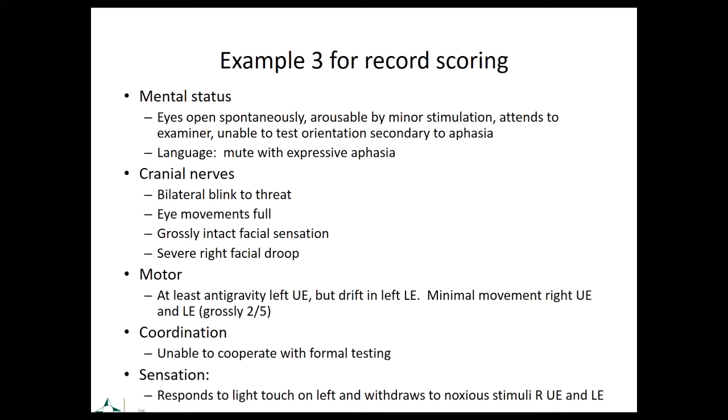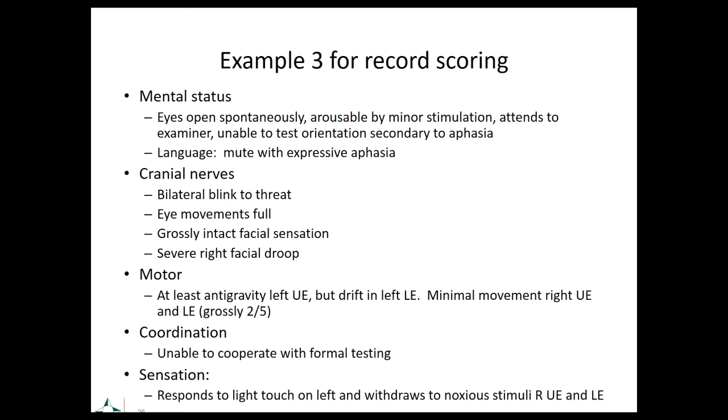So this is his mental status description. His eyes were open spontaneously, but he was arousable with minor stimulation. He attends to the examiner, but they were unable to test orientation secondary to aphasia. So that's really important because, as you know, if someone is completely aphasic, you score the B and C portion of LOC as abnormal.